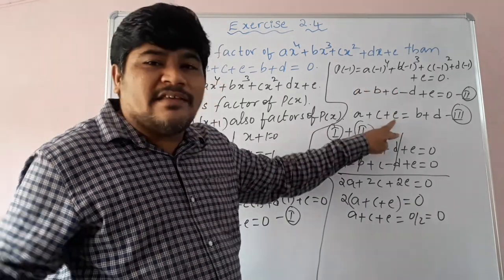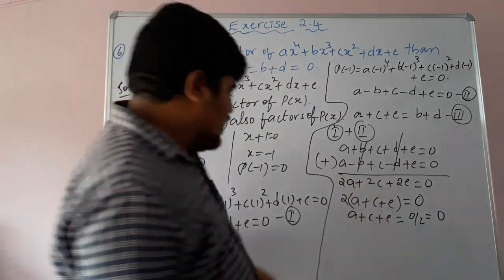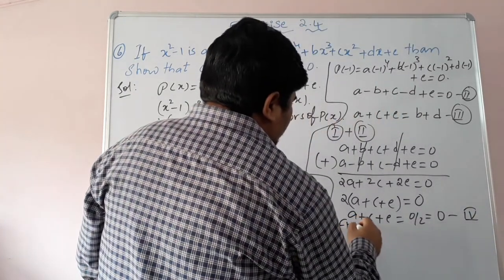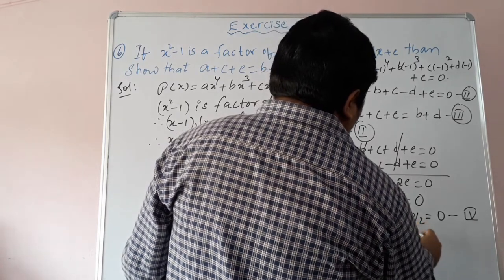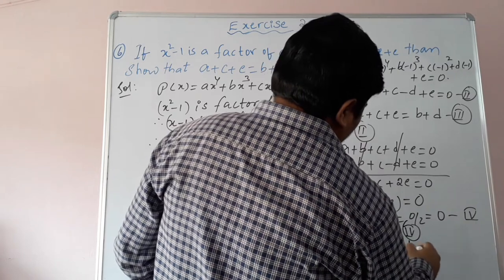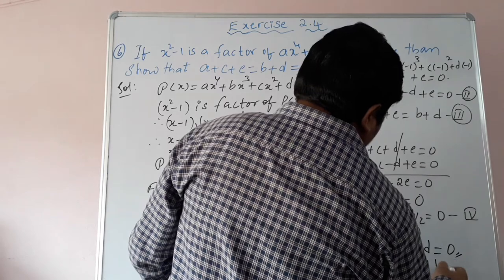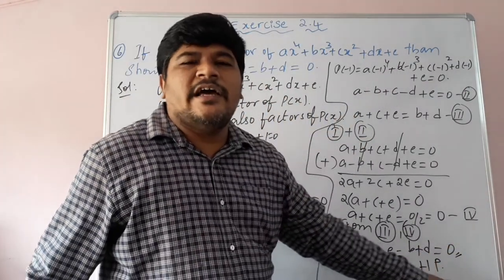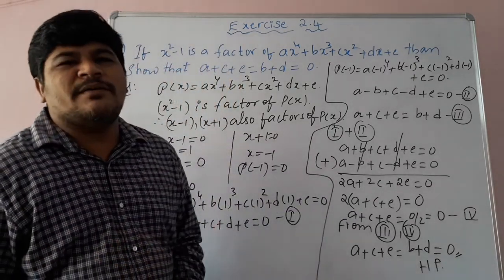A plus c plus e is equal to b plus d is equal to 0, we can write. So children, just take this equation as 4. Now from equations 3 and 4, what we can write, children? A plus c plus e is equal to b plus d is equal to 0. This is what they are asking us to prove. Therefore, hence proved. HP means hence proved. So students, in this way we will solve this problem.